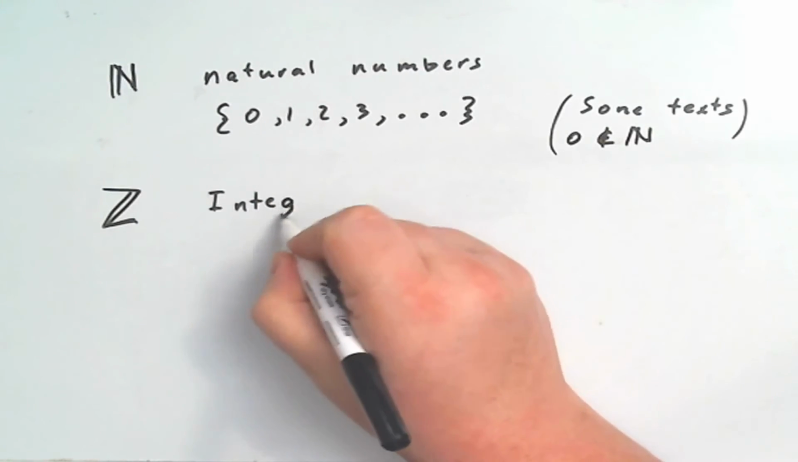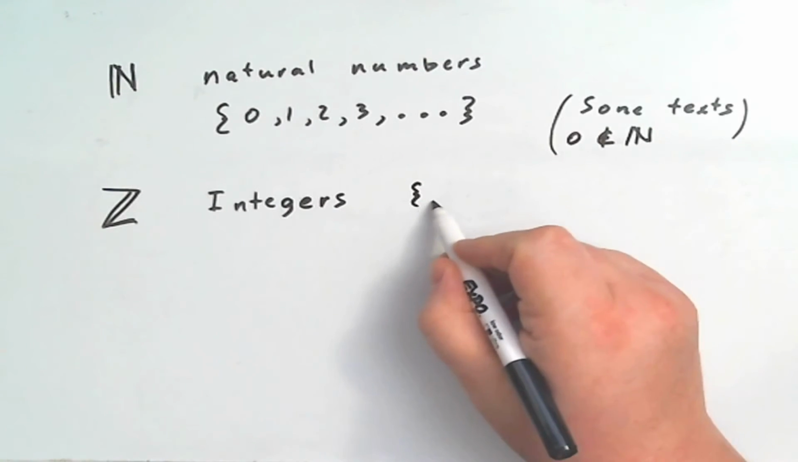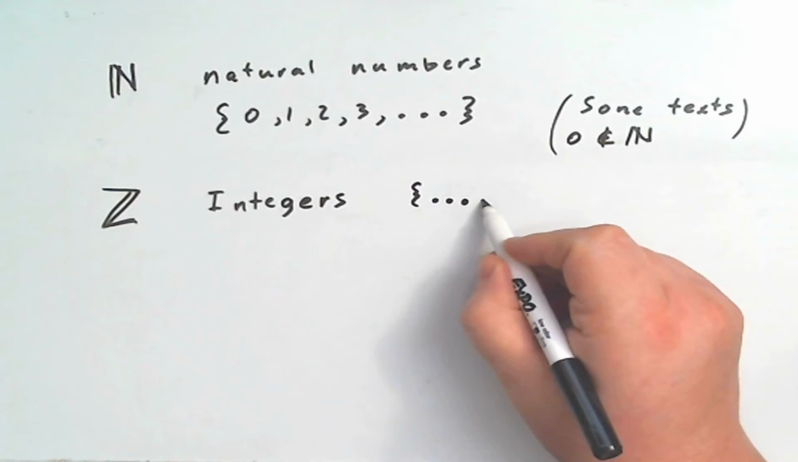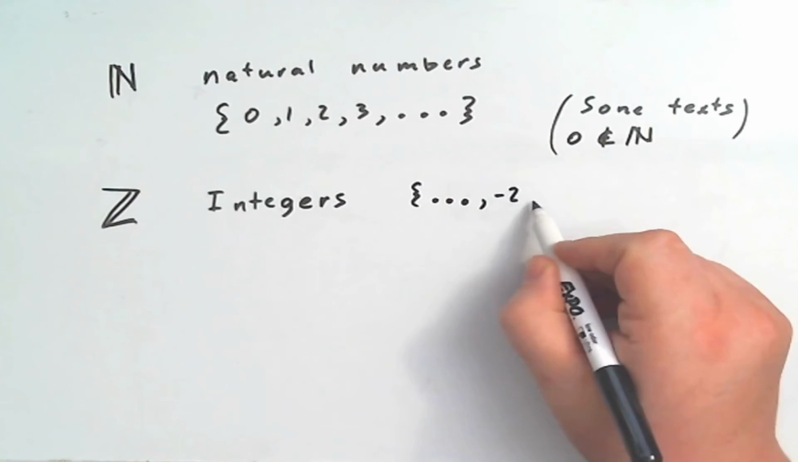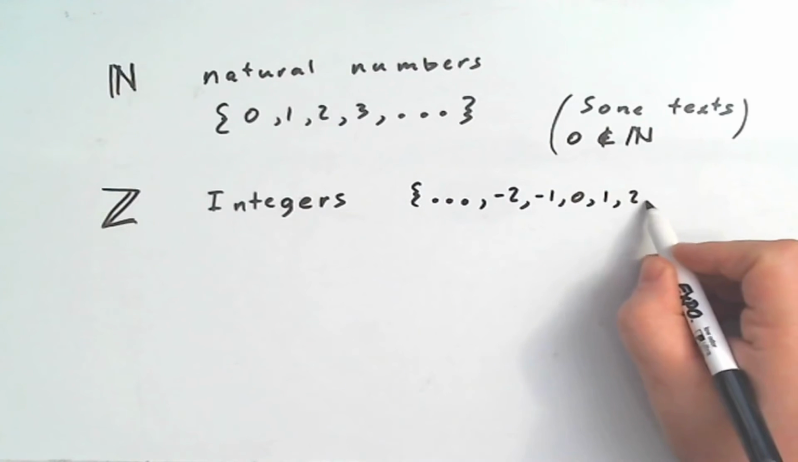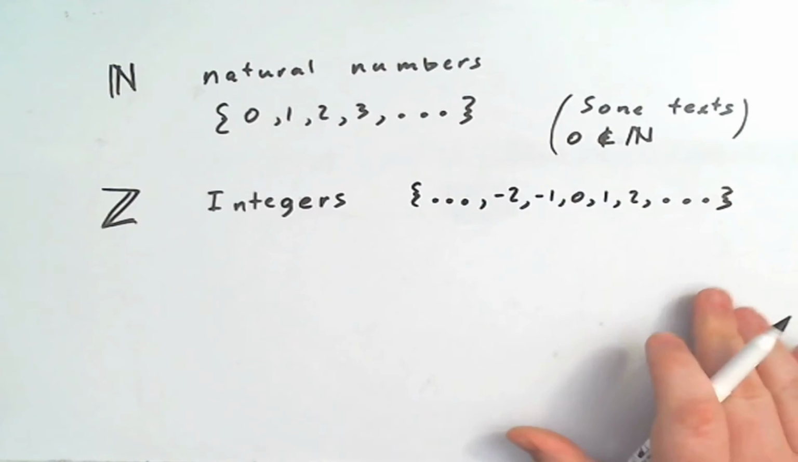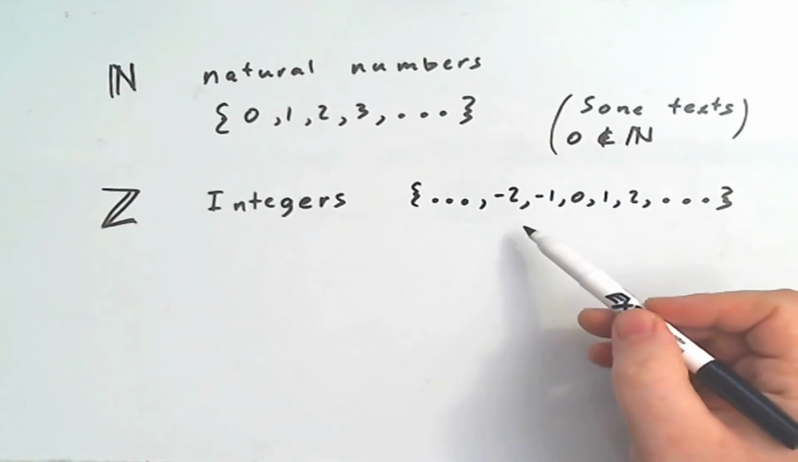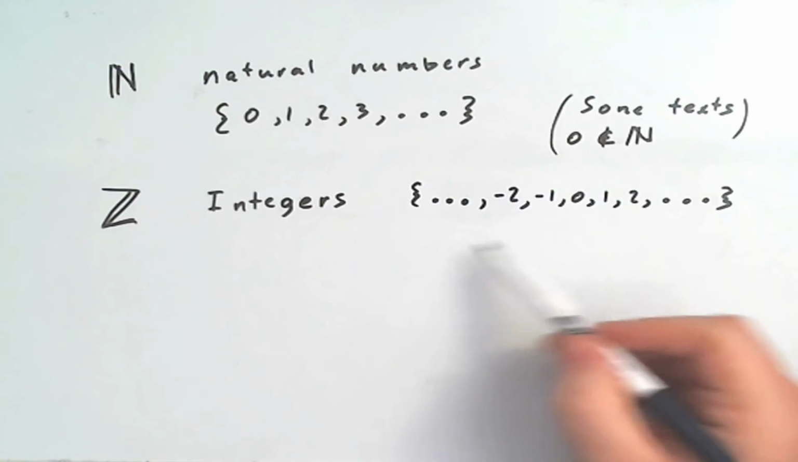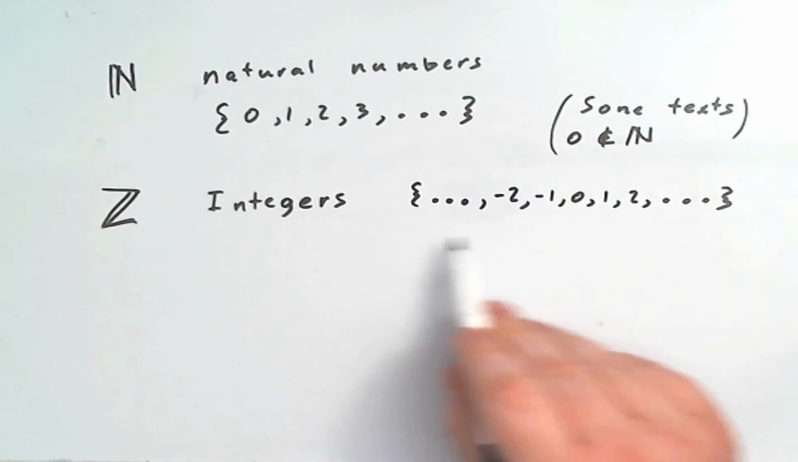Integers, okay? So we have ellipses on the front as well: -2, -1, 0, 1, 2, and then ellipses on the back. So this actually goes in both directions, right? Because the integers include all negative whole numbers, all positive whole numbers, and 0. Okay, so it has everything in it.